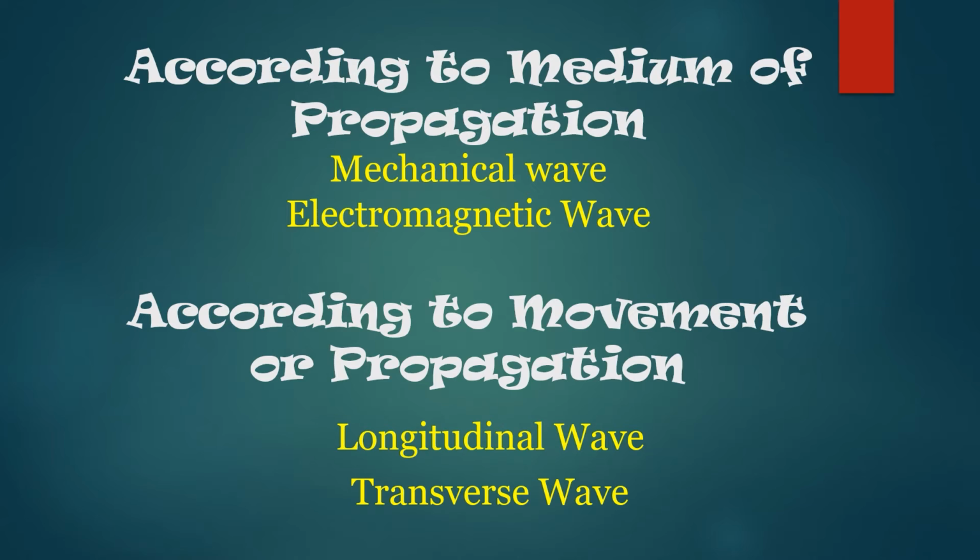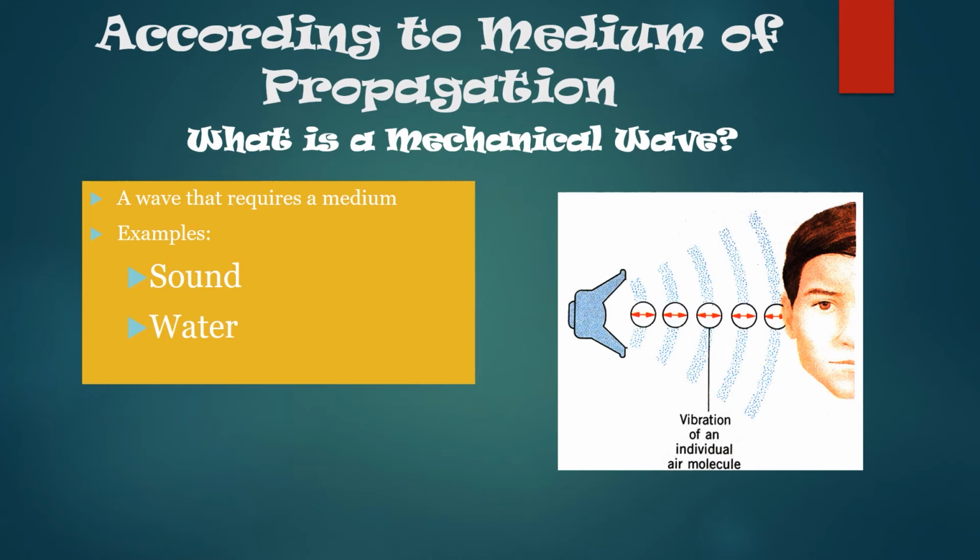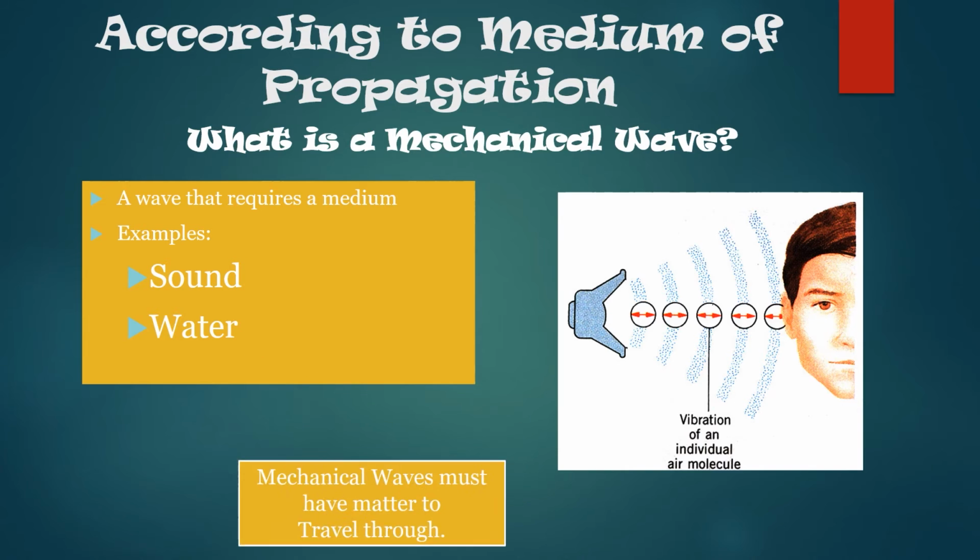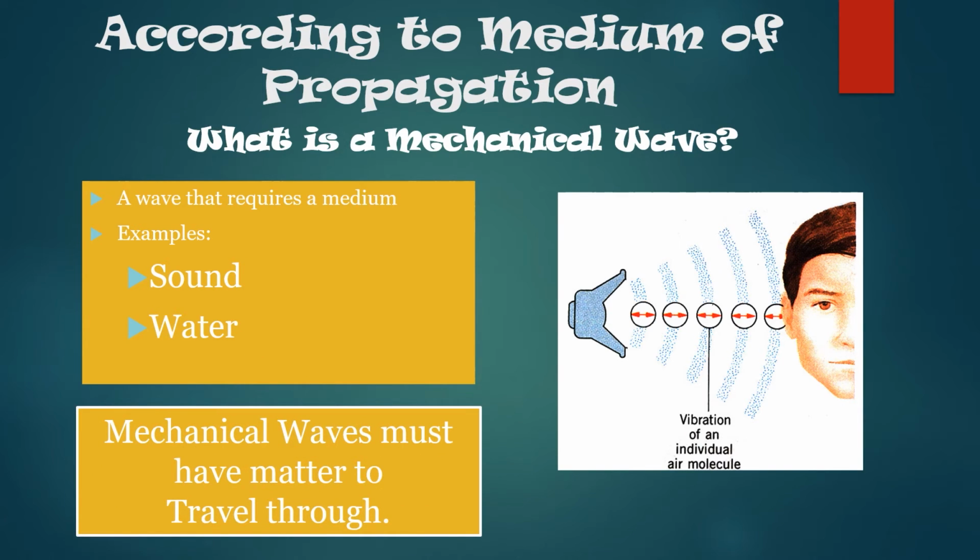According to movement or propagation, there are also two types. It is longitudinal wave and transverse wave. What is a mechanical wave? It is a wave that requires a medium. For example, sound and water. Mechanical waves must have matter to travel through.